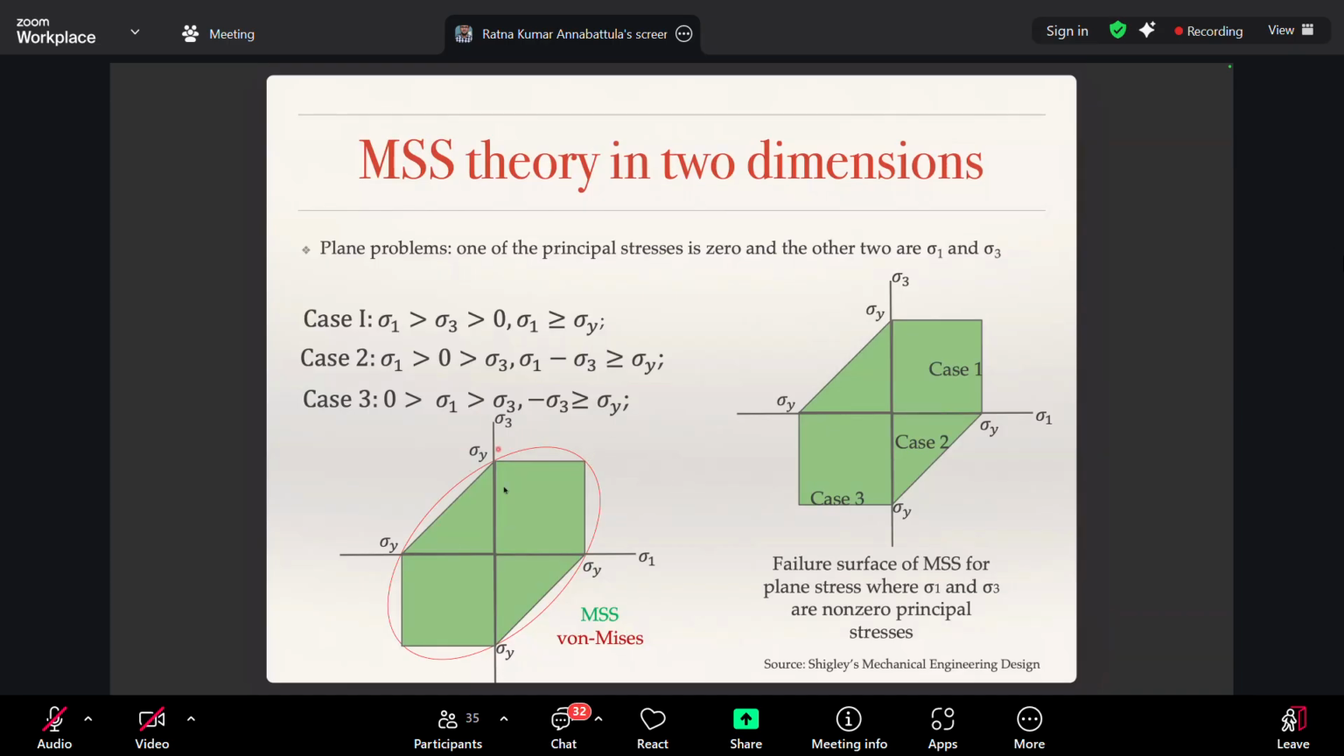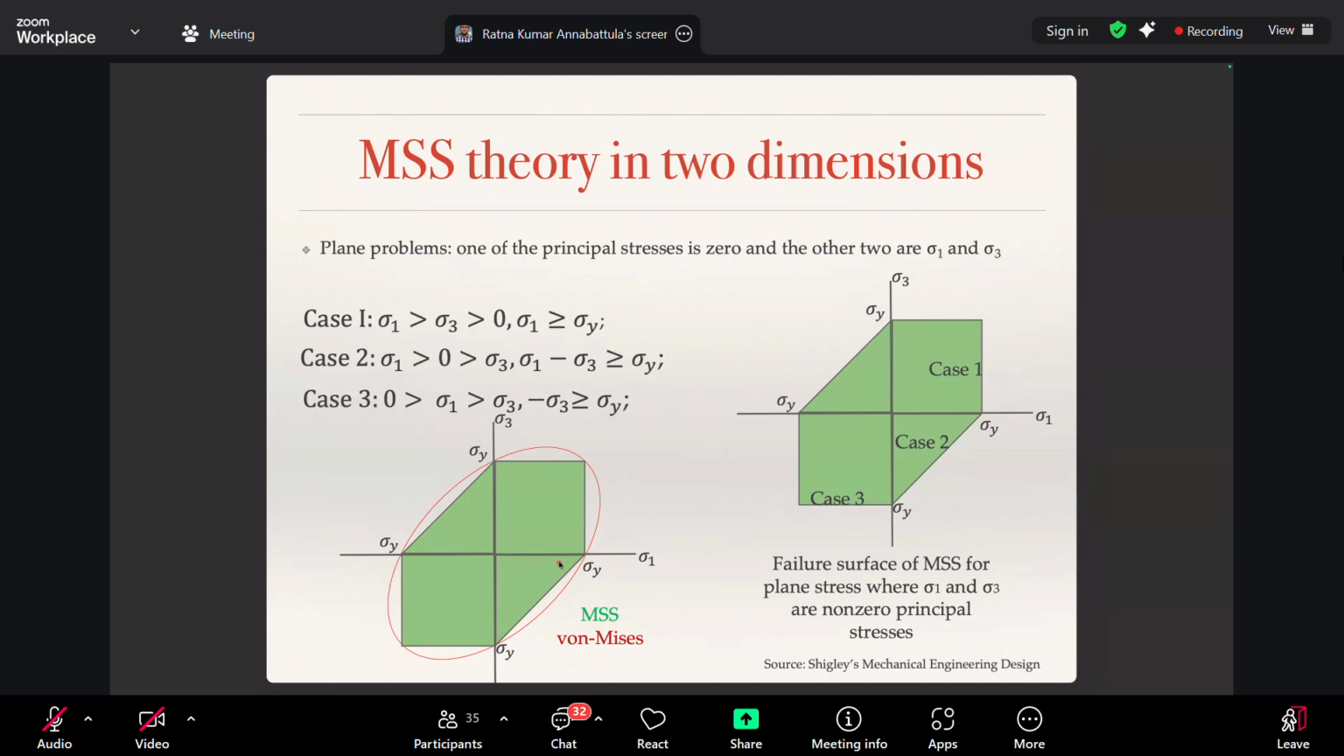A little bit more detail we will analyze, but for now you should realize that the failure surface in 2 dimensions for maximum shear stress theory is a hexagon, whereas for maximum distortion energy theory it is the von Mises theory, an ellipse oriented at an angle 45 degrees. Is that clear? Yes, sir.